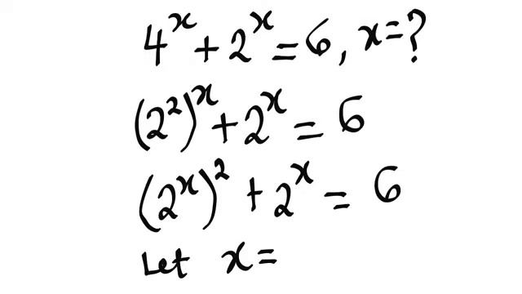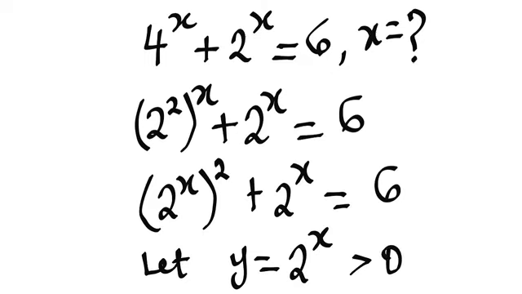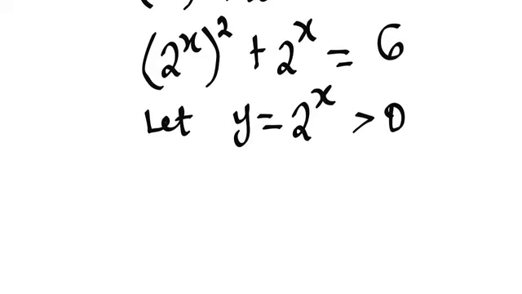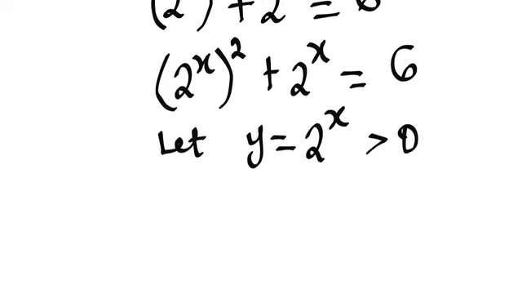So now from here, we let y be 2 to the power of x, which must be greater than 0. Are you getting it? So anywhere we see 2 to the power of x in the equation given to us, we put y there. So we're going to have y squared plus y.